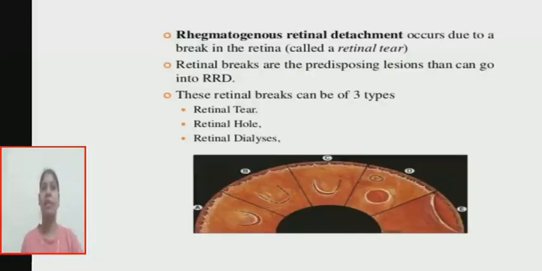Rhegmatogenous retinal detachment occurs due to a break in the retina called a retinal tear. Retinal breaks are the predisposing lesions that can lead to rhegmatogenous retinal detachment. These retinal breaks can be of 3 types: retinal tear, retinal hole, and retinal dialysis.